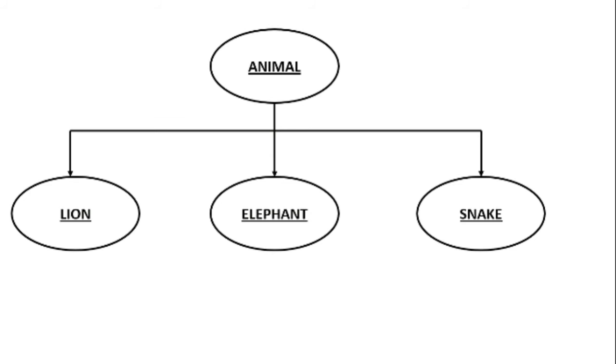Now you might think that snake doesn't have legs, then how is it inheriting that feature from animal? Actually, it is not inheriting the value of legs. It is inheriting the feature only. For example, for lion, legs is equal to 4. For elephant, legs is equal to 4. For snake, legs is equal to 0. But there is a feature called legs that is being inherited from animal. Similarly, there are other features also that are being inherited.